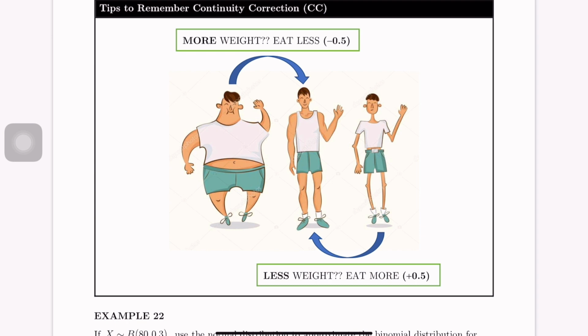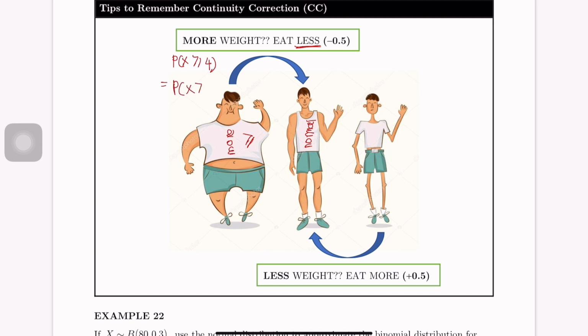Here is a tip to remember continuity correction. As we can see from this picture, we have a very big person and a very thin person. Assuming this one is the normal, if we have greater than or equal to, for example probability x greater than or equal to 4, to do CC, if you look at this photo, more weight, eat less. So more than 4, we need to go less. That means we have to minus 0.5.